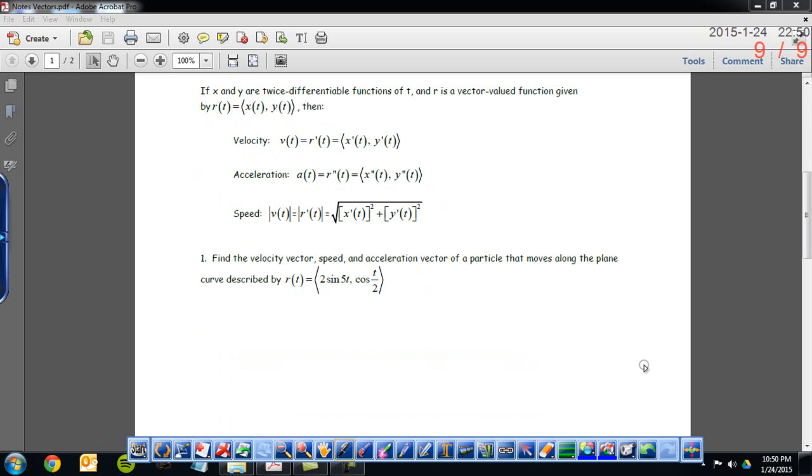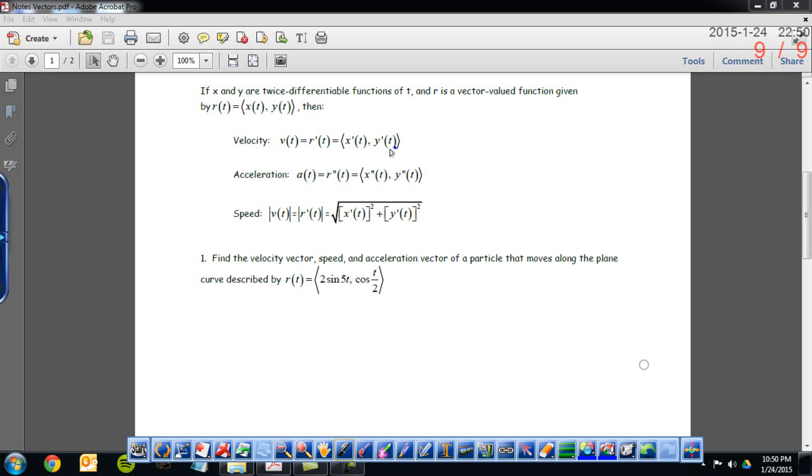And if x and y are twice differentiable functions of t, meaning you're able to take the derivatives of both x and y 2 times, and r is a vector valued function given by r of t equals x of t comma y of t, then the velocity of the function would be given by the velocity equals r prime of t, and literally that just equals x prime comma y prime. You literally just take the derivative of x and the derivative of y.